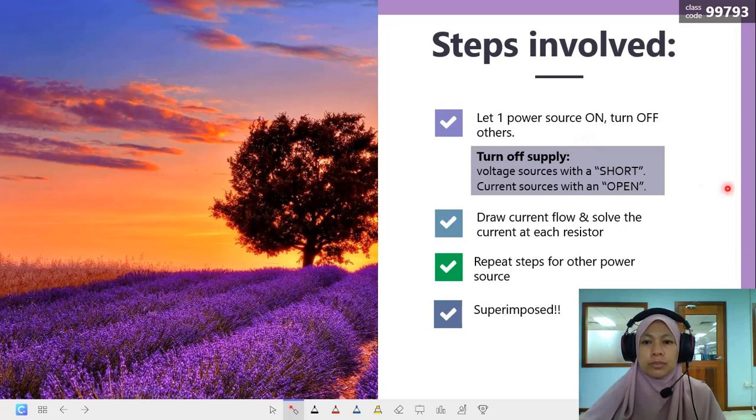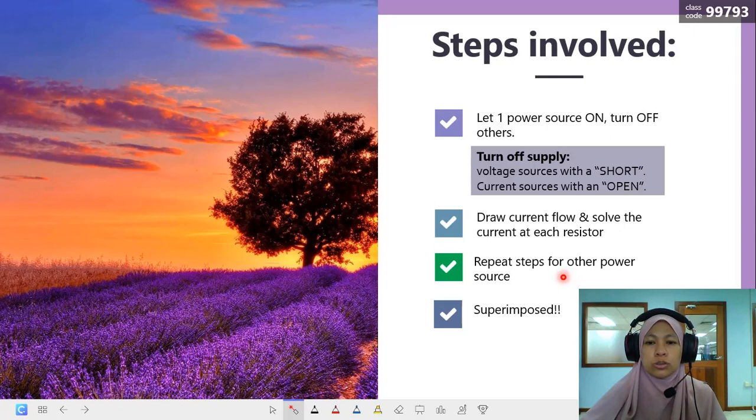The first step is you will need to turn on one power source and turn off the others. So how to turn off the supply? For voltage source, we replace the voltage source with short circuit, and for current source we replace it with open circuit. The second step is we draw current flow and then solve the current at each resistor. These two steps we need to repeat for the other power source.